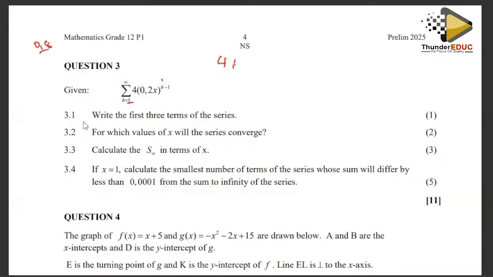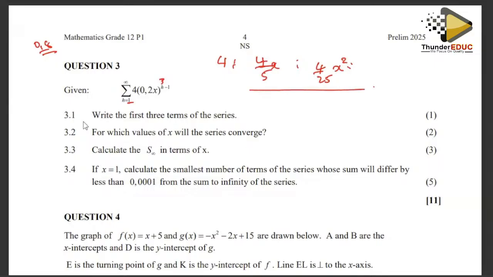And I know that 0.8 is the same as 4 over 5. Let me just leave it as a common fraction. And then if I replace H with 3, then it's going to be 0.2 squared, which is 0.04, which means it's going to be 4 over 25, but with x squared. Okay, so those will be the first 3 terms.